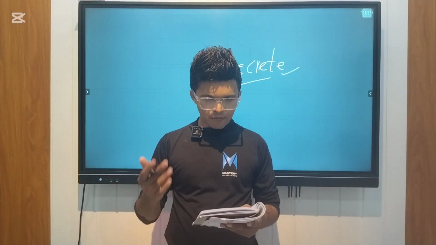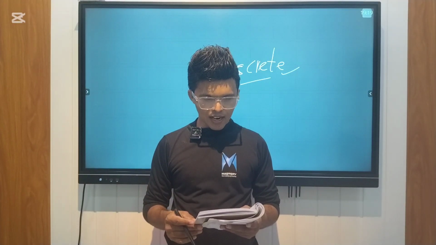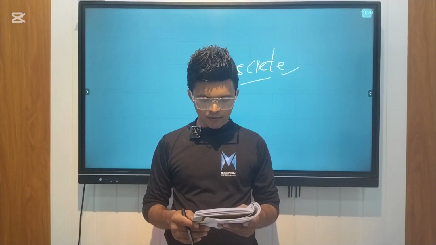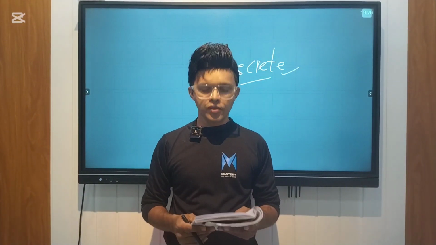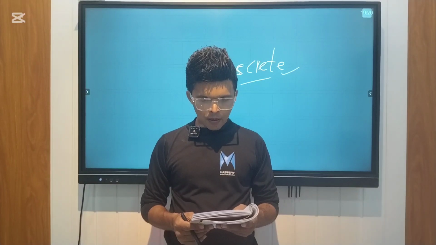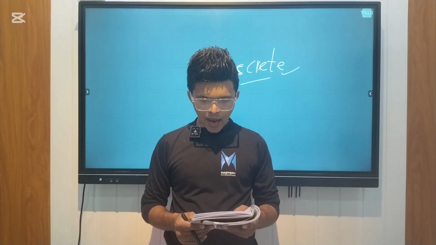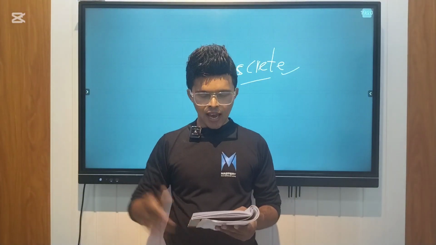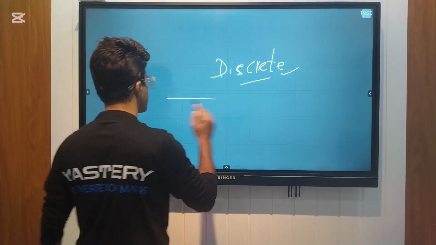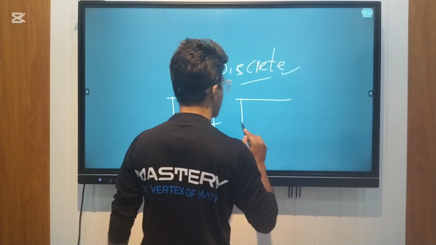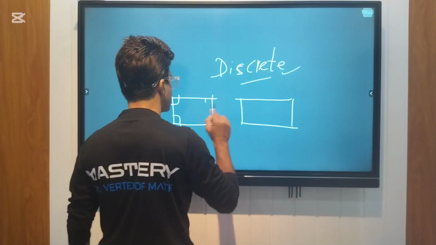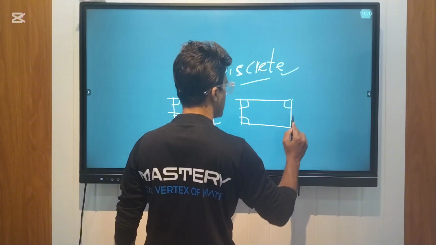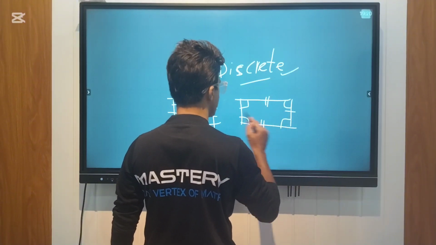Next one, it says to put a tick in front of the features that are common to both square and rectangle. Common to both rectangle and square, right? Angles at vertices are right angles. Yeah, that's okay. Here is a square, here is a rectangle. Angles at vertices, right angles. That's okay.